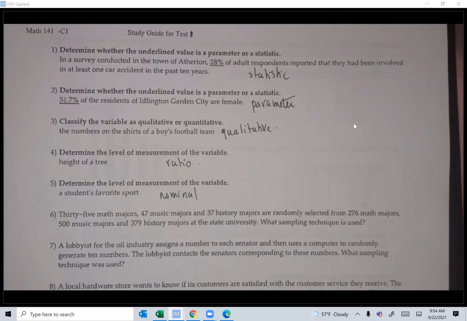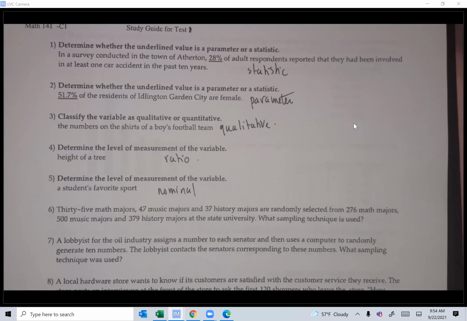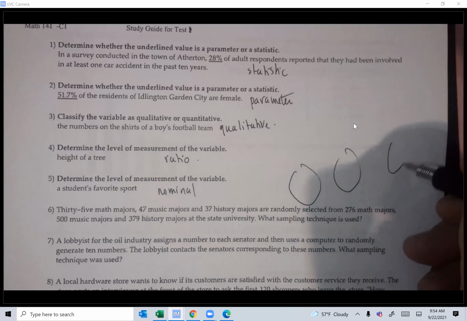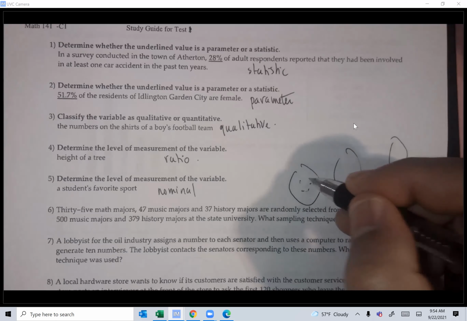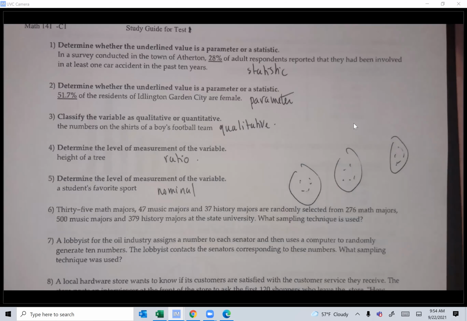Number 6. 35 math majors, 47 music majors, and 37 history majors are randomly selected from 276 math majors. So we have this, guys. We have the big 3, and then we select a few from here, a few from there, and a few from there. So that's stratified.